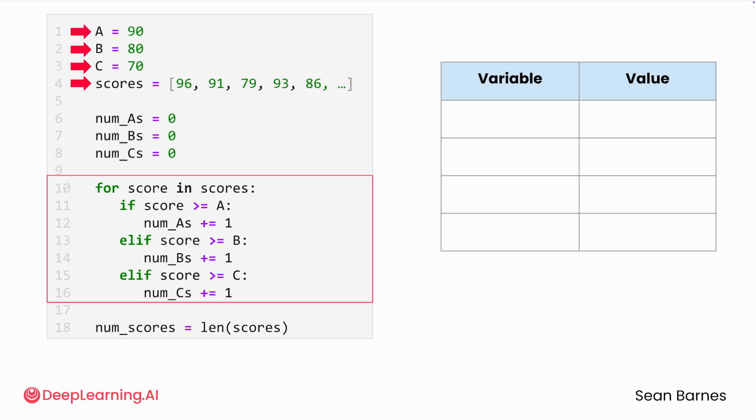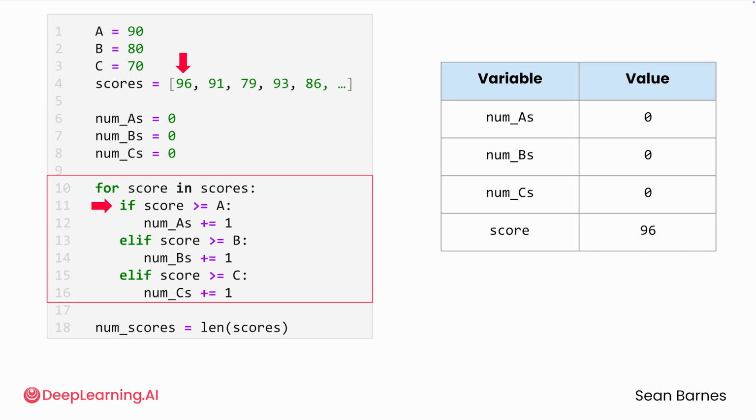A, B, C, and scores will stay the same, since the cutoff scores are constant and you don't expect to be appending to the list or doing any other operations on it. Meanwhile, num A's, num B's, and num C's will change as the scores are tallied. The value for score will also change as the loop runs, so you can watch the values of each tally and score. Zooming in on the loop, in the first cycle or iteration, score gets the value 96.